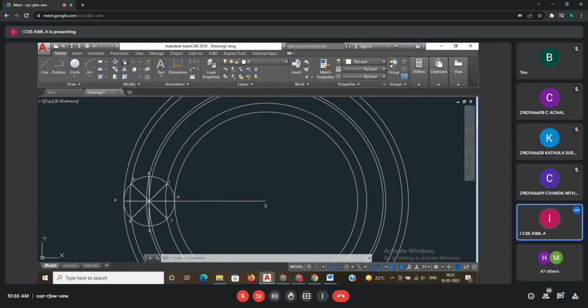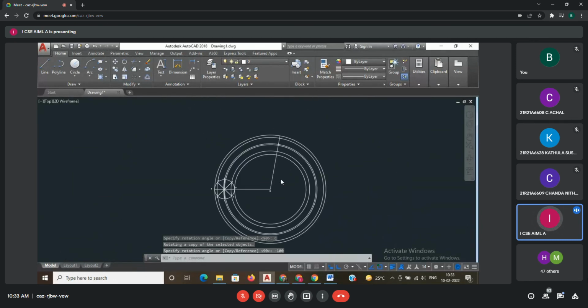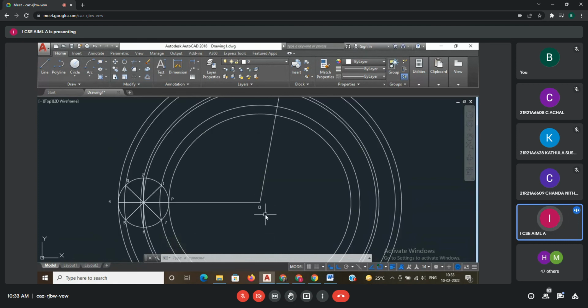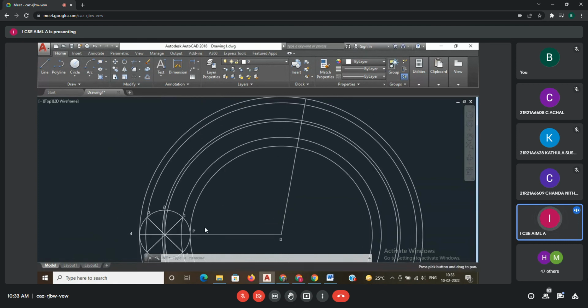Instead of that, go with rotation, select the line, press enter, select the base point, and go for the copy option and give minus 100. Okay, I got minus 100. What is the need of this angle? After one complete revolution of the rolling circle, it has to close the curve. Where it will close, that end point you have to identify.